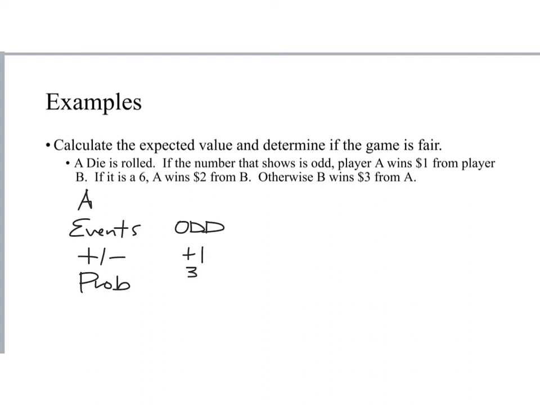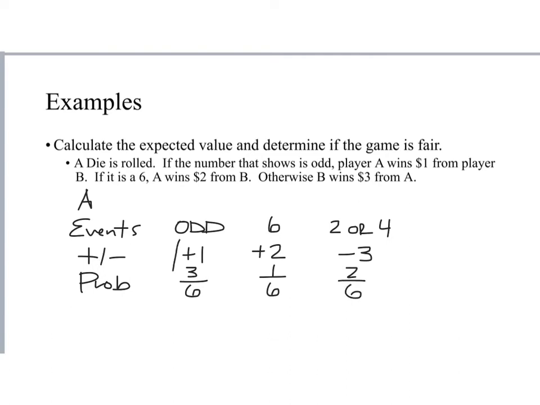Again, I'm not going to reduce that, to make the multiplication easier. If it's a 6, player A wins $2 from B. That has a probability of 1 out of 6 of happening. Otherwise, B wins $3 from player A. So the other situations here would be a 2 or a 4. Player A would lose $3, and that probability is 2 out of 6.